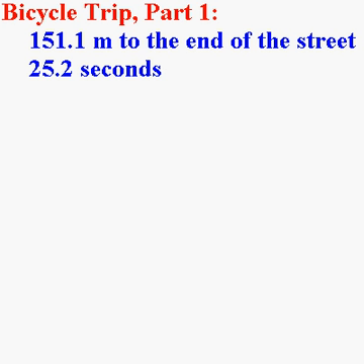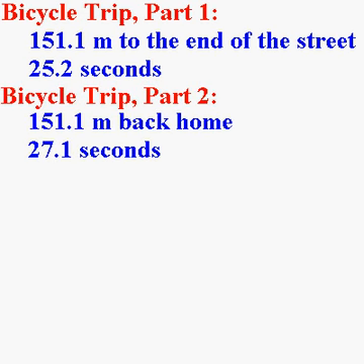In this example, we're analyzing a bicycle trip. The first part of the trip involves traveling 151.1 meters to the end of the street in 25.2 seconds. In the second part of the trip, you turn around and head home. You travel 151.1 meters back home in 27.1 seconds. The problem asks, what is your average speed and what is your average velocity over the course of the trip?